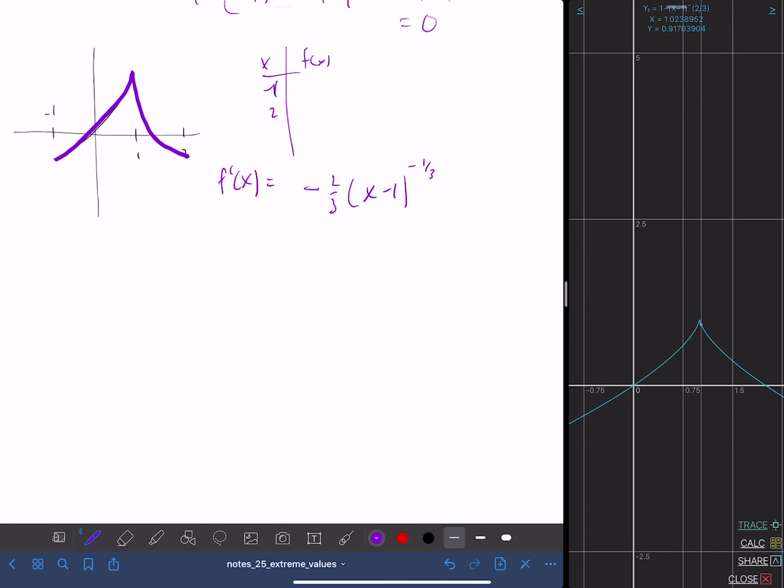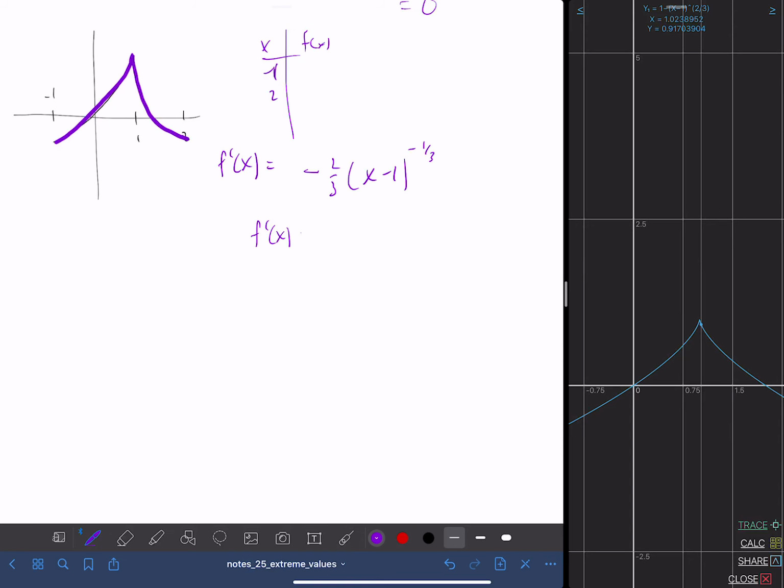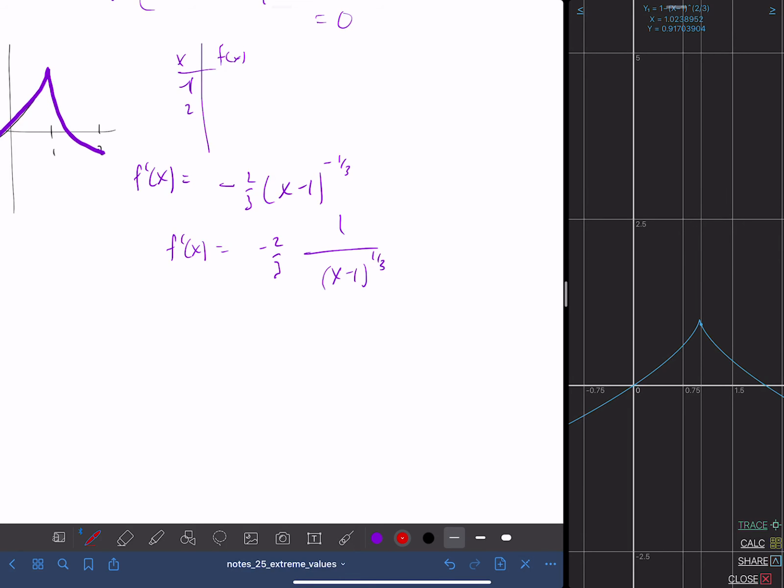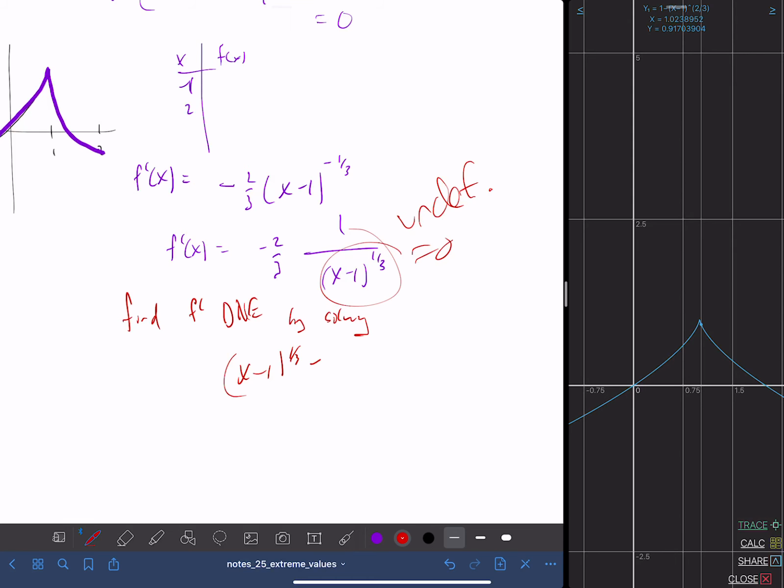So if I rewrite this expression, then I would have f prime of x equals minus 2/3 times 1 over x minus 1 to the 1/3. And now we can see that the undefinedness is going to come from when that's equal to 0. So we're going to find where f prime does not exist by solving x minus 1 to the 1/3 equals 0.